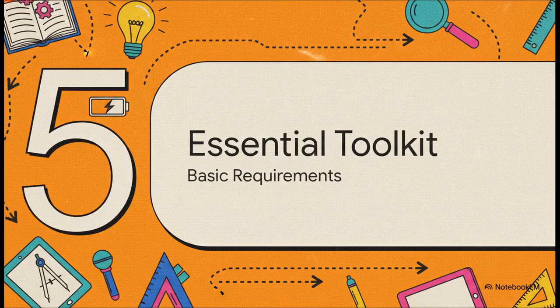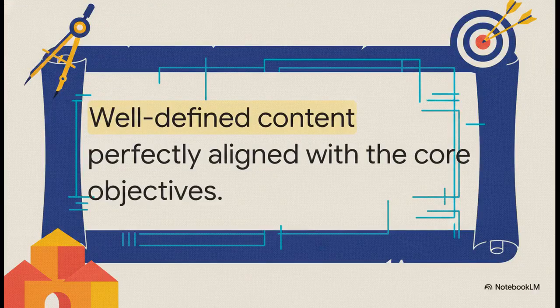Section 5. The Teacher's Essential Toolkit. To make all of this happen and maintain those active traits, a teacher needs the right equipment. First up, a curriculum. Now, this isn't just a list of books to read. It's the essential blueprint for the systematic journey we've been diving into. It's well-defined content that is perfectly aligned with those 5 core objectives we covered a bit ago.